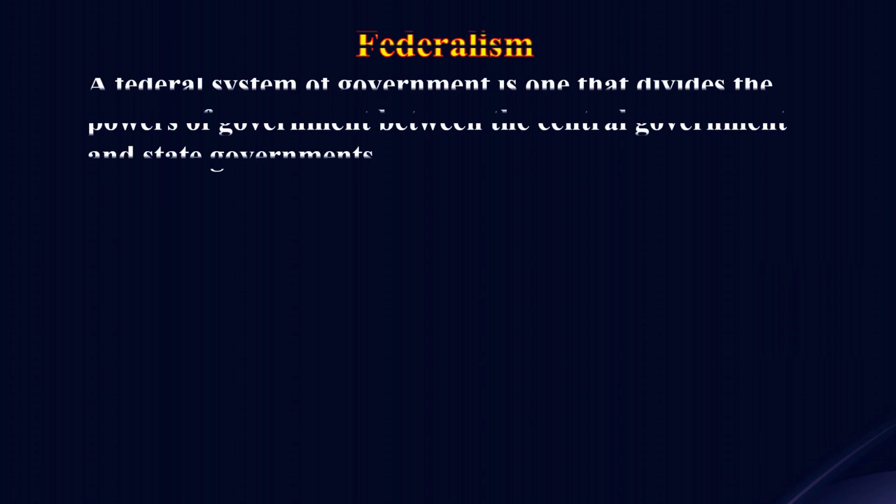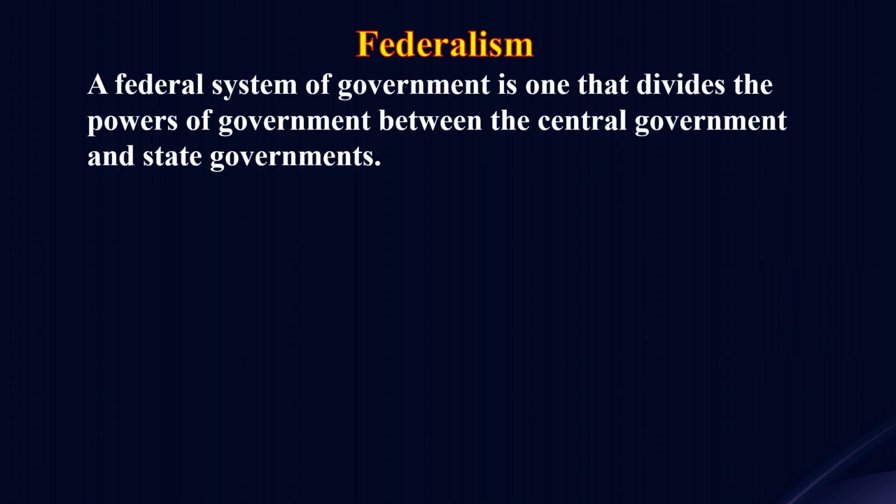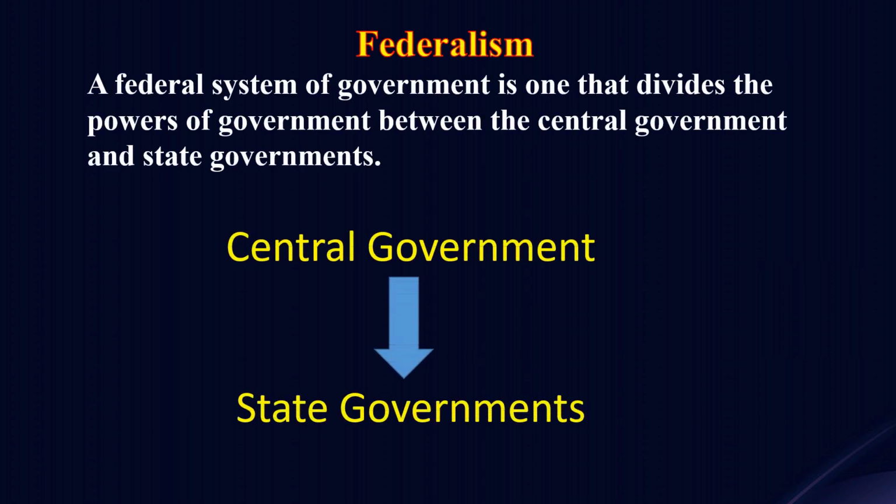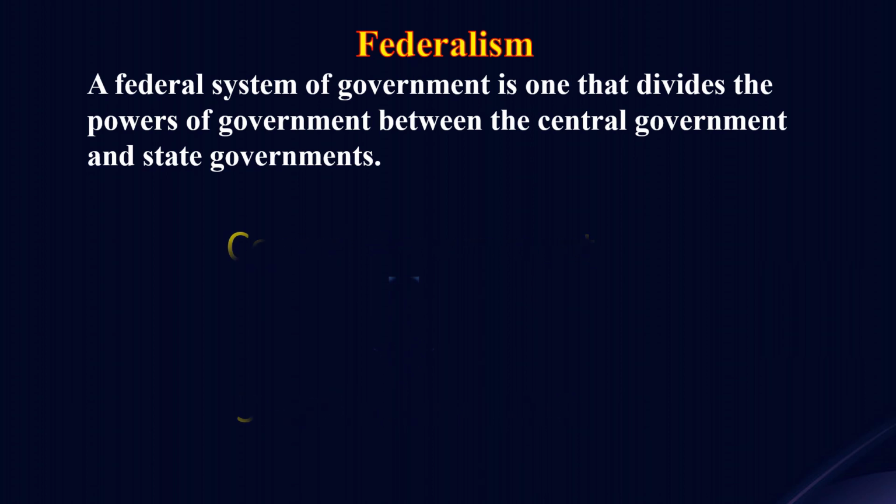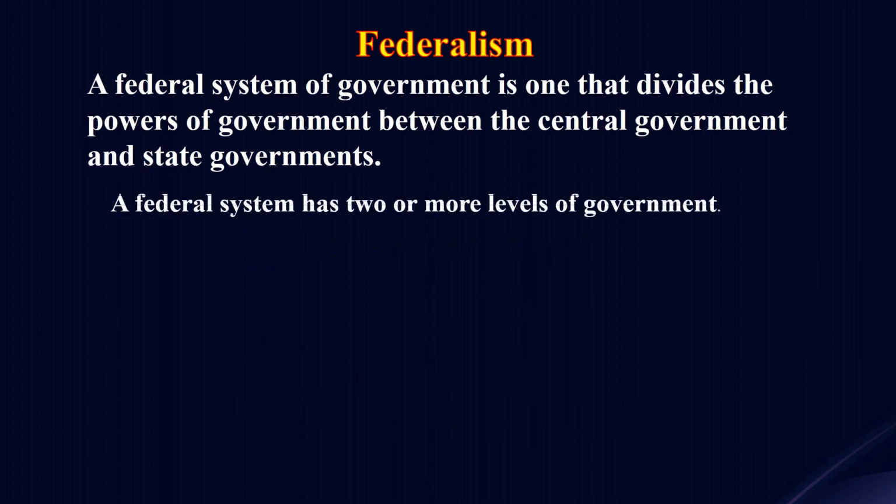A federal system of government is one that divides the power of government between the central government and state governments. The central government cannot order the state government to do something. The state government has power of its own. State governments are not answerable to the central government, but both governments are separately answerable to the people of the country. Federalism has two or more levels of government.